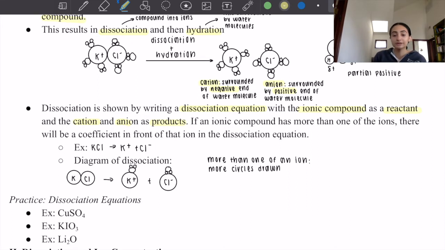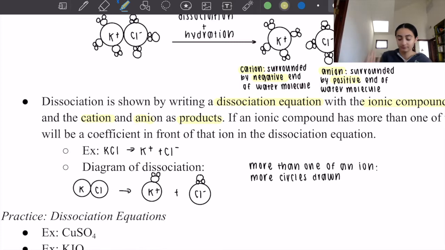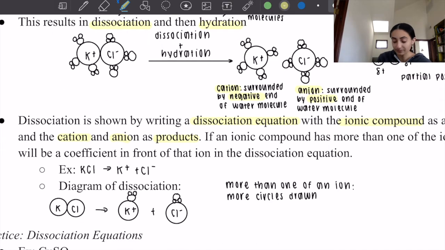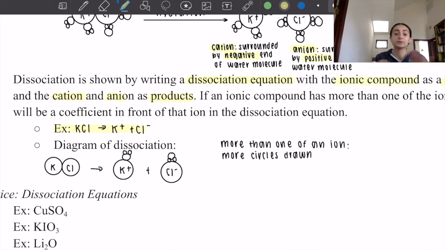So just like with balancing regular equations, if an ionic compound has more than one of the ions, there will be a coefficient in front of that ion in the dissociation equation. Here's another example of the same dissociation. We have potassium chloride. This is the equation we would write, and here's a diagram. So in KCl, it's a 1-to-1 ratio, but if you had like MgCl2, you would just have 2 chlorine circles in your diagram, because MgCl2 would dissociate into Mg2 plus and 2Cl minus.